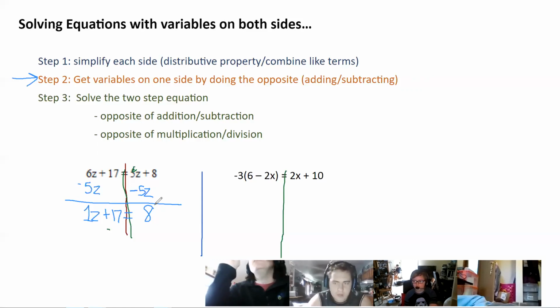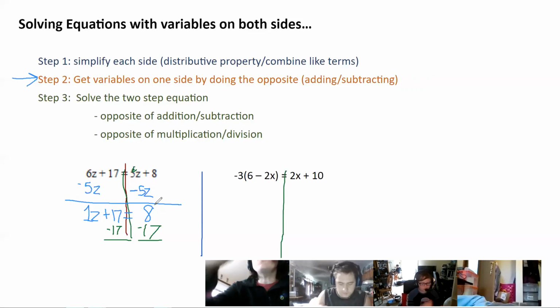Okay. So now let's get rid of that constant. What number is the constant here? Yeah, looks like someone's going to get rid of that 17. That's what we want to do. We're going to subtract 17 from both sides. Good. Good stuff. And then we bring down what's left over.